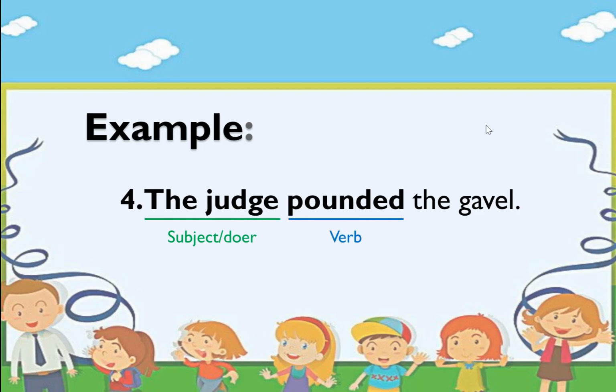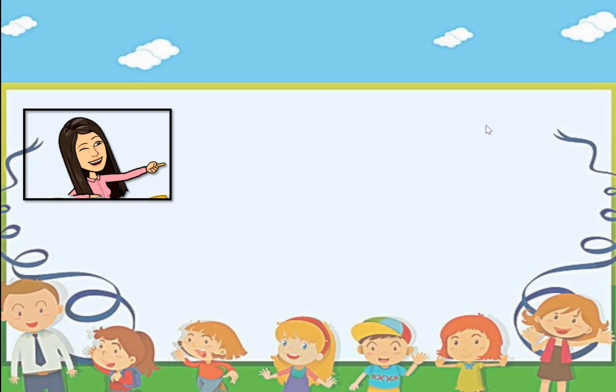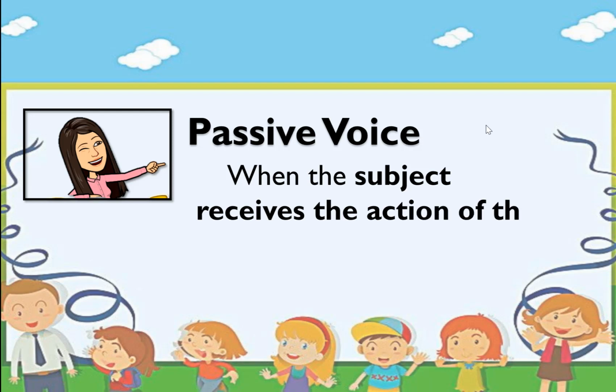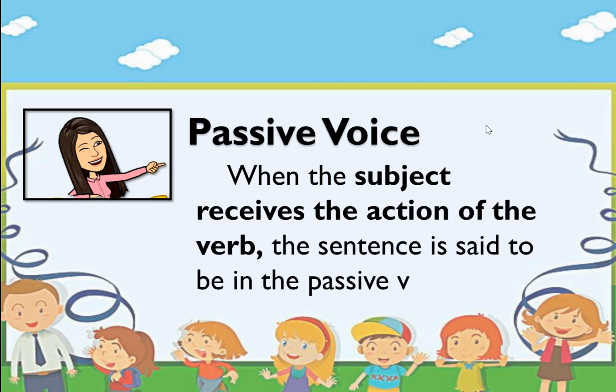So as you have noticed in the four examples that I have presented, we can see the doer at the start of our sentence, followed by the verb. I hope you got it clear about the active voice. Now let's have the passive voice. When the subject receives the action of the verb, the sentence is said to be in the passive voice.